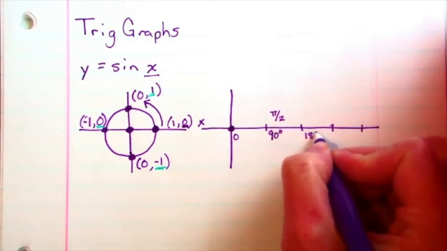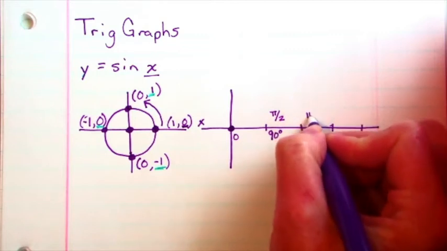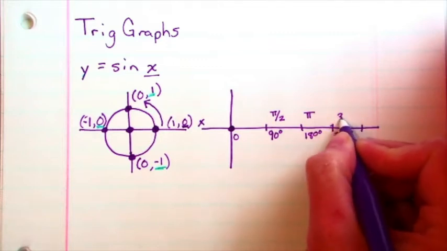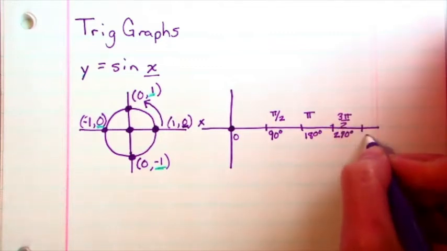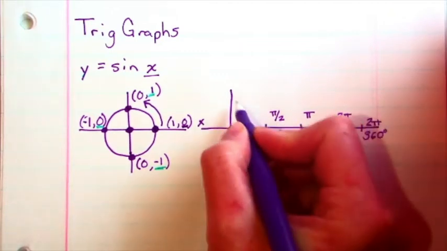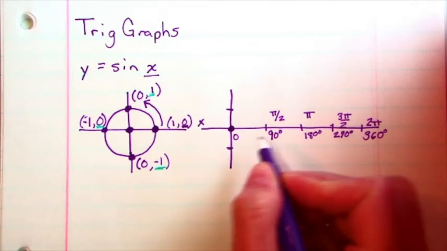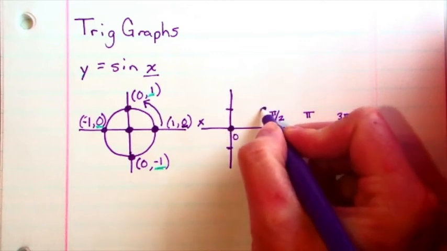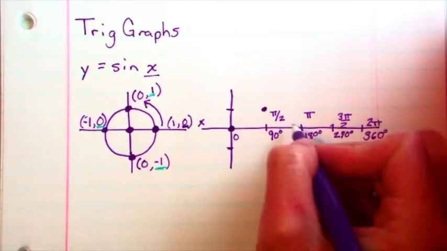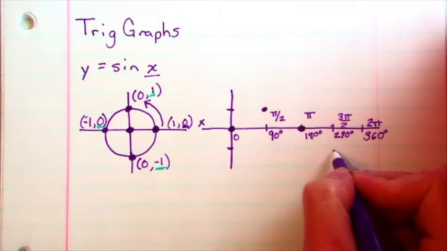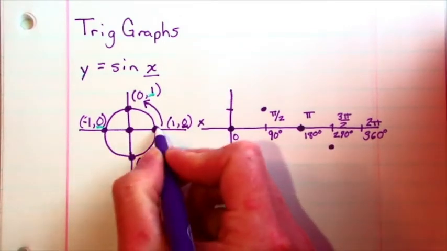This is 180 degrees, or pi. This is 270 degrees, or 3 pi over 2. And this will be 360 degrees, or 2 pi. So let's look at where those points are going to be as we move on. At 90 degrees, the sine value is 1. It's going to go up here. At 180, it's back at 0. At 270, it's at -1. And then at 360, it's back at 0.